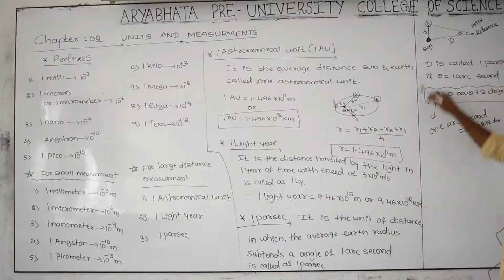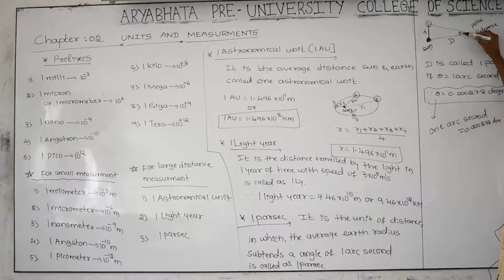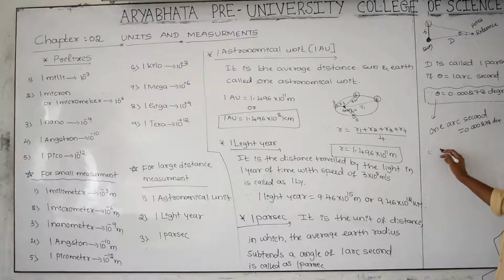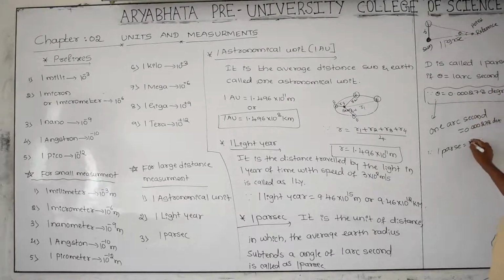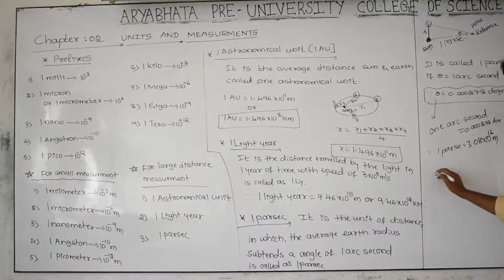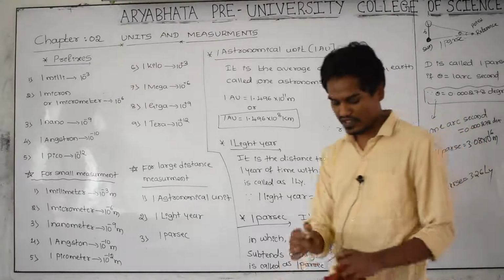1 parsec is the distance between the sun and a reference point when this angle is equal to 1 arc second. 1 arc second means how much degree? 0.000278 degree. Therefore 1 parsec is equal to that distance. 1 parsec is equal to 3.08 into 10 to the power plus 16 meter, or 1 parsec is equal to 3.26 light year. This is actually the value.